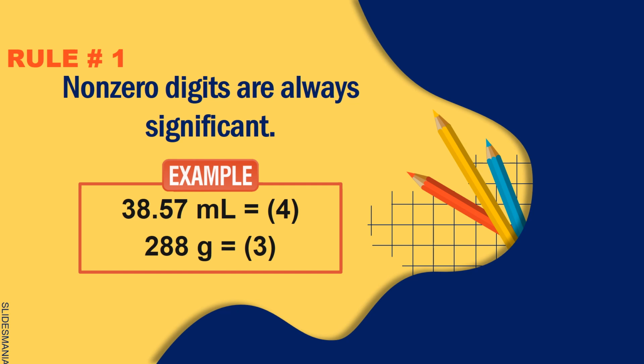Rule number 1 under significant figure: non-zero digits are always significant. Now, what do we mean by non-zero digits? These are numbers from 1 to 9. In example number 1, we have 38.57. So we have 4 non-zero digits, therefore we have 4 significant figures. And in example number 2, we have 288 grams. Okay, we have 3 non-zero digits, that is why we have 3 significant figures.